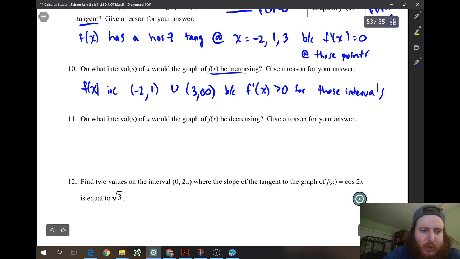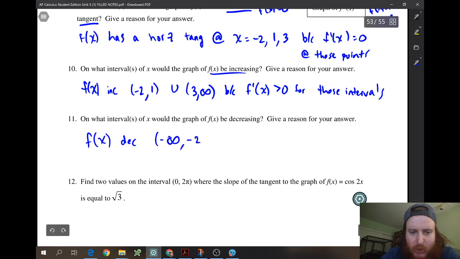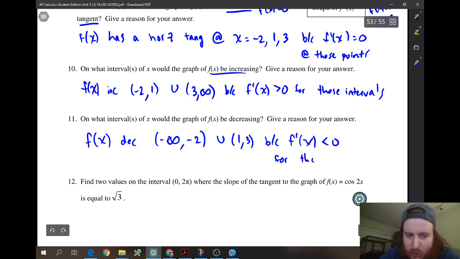Okay, where would it be decreasing? It's just the opposite. So f of x is decreasing for -infinity to -2, union 1 to 3. Why? Because f prime of x is less than 0 for those intervals.